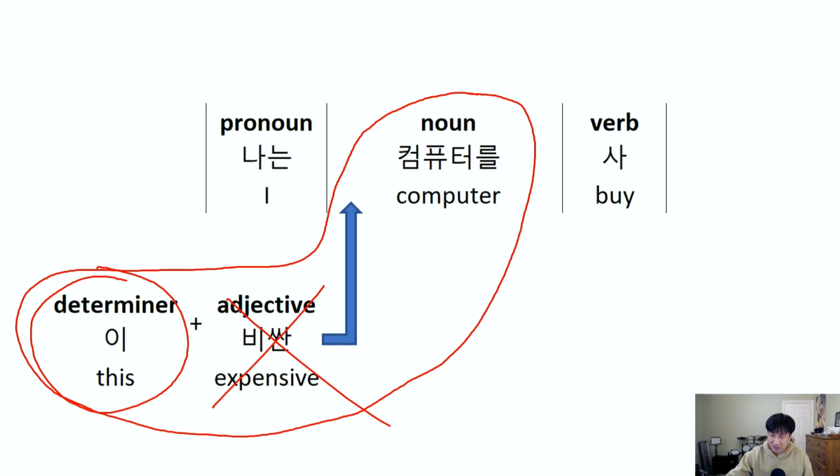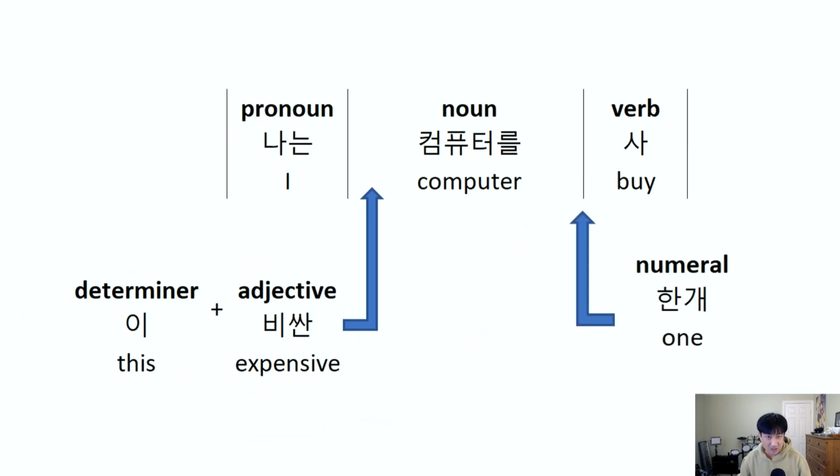What are some other ones? Let me try to think. There's 아무. 나는 아무 컴퓨터를 샀어. 아무 is like any. So like I just bought any computer. Or there are determiners like 이런. 이런 is like this kind of. So 이런 is like "this kind of computer bought." Yeah, many determiners. Okay. So next type of word. What's the next type of word? The next type of word are called numerals.